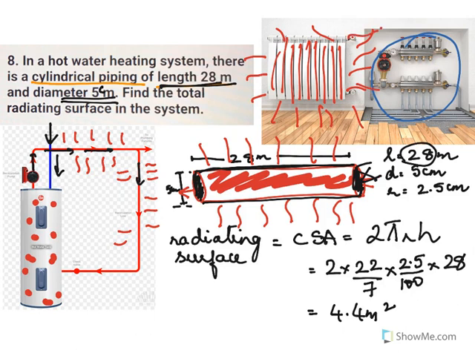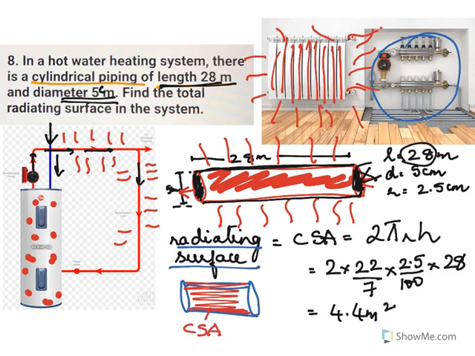So the important part in this sum is that the radiating surface they're talking about here is the CSA. I'm drawing it again here. The radiating surface is this part, which is the CSA, not the TSA. Although they have used the word total, it is not to be taken as a TSA, because these two surfaces are not radiating. The heat is not coming out from here. The heat is coming out only from the sides.